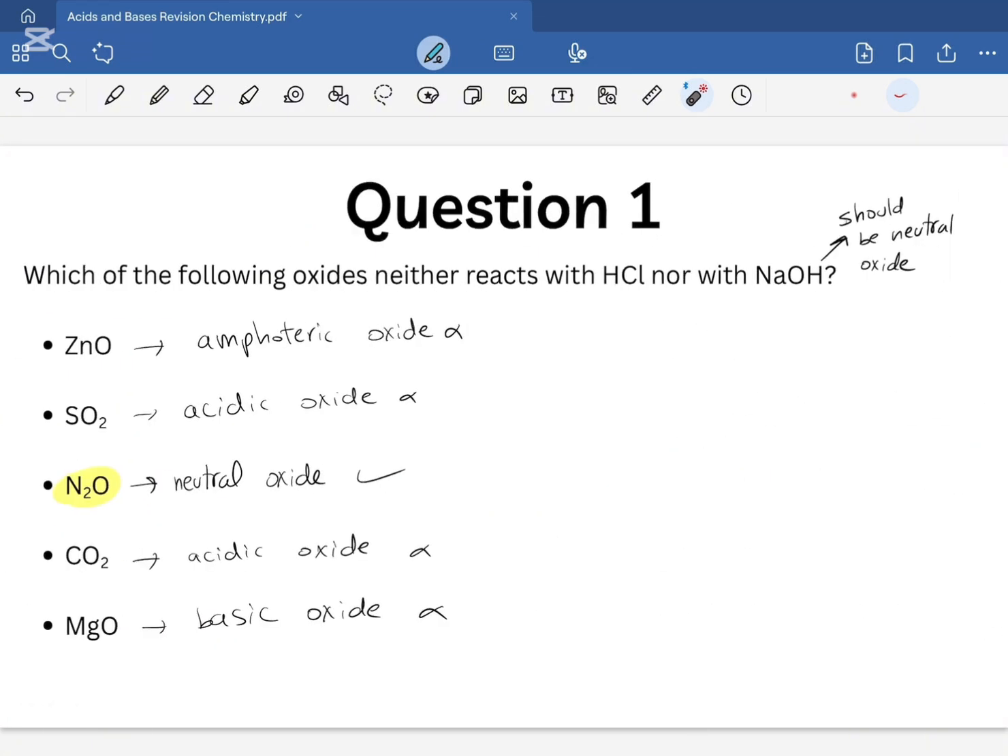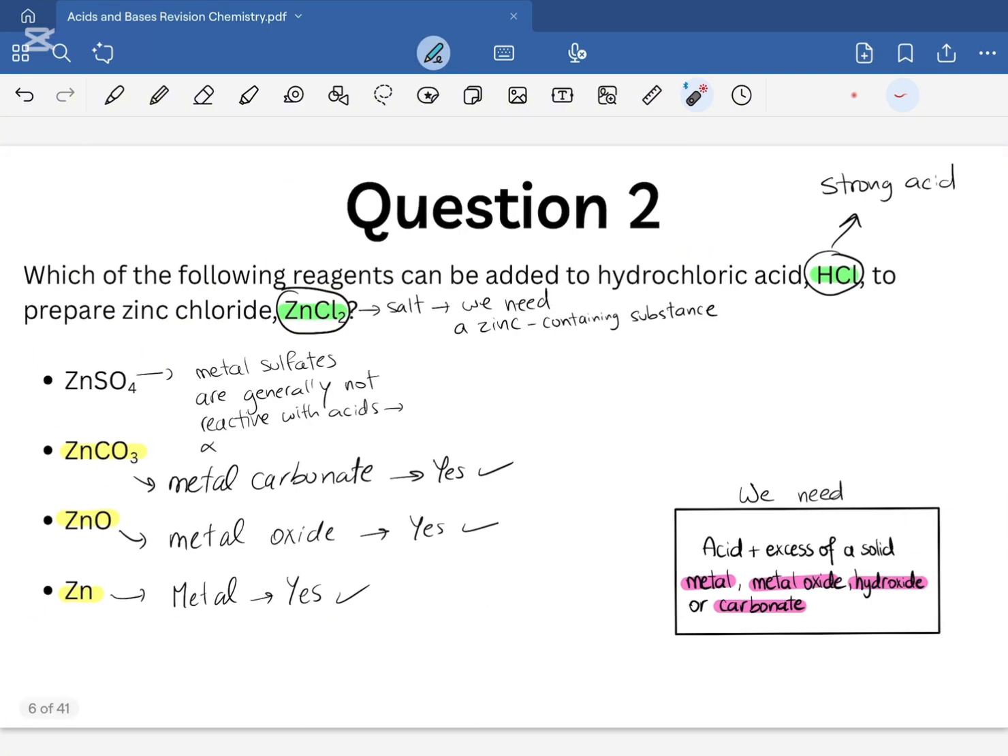Which of the following oxides neither reacts with HCl nor with NaOH? So it doesn't react with an acid nor with a base. So this oxide should be a neutral oxide. So the only neutral oxide among the list is the N2O. This is the only neutral oxide that will not react with HCl nor with the NaOH.